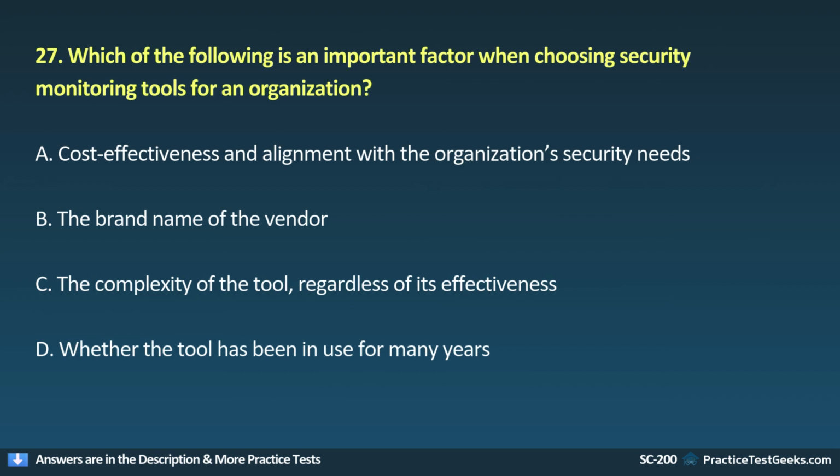27. Which of the following is an important factor when choosing security monitoring tools for an organization? A. Cost effectiveness and alignment with the organization's security needs. B. The brand name of the vendor. C. The complexity of the tool, regardless of its effectiveness. D. Whether the tool has been in use for many years.